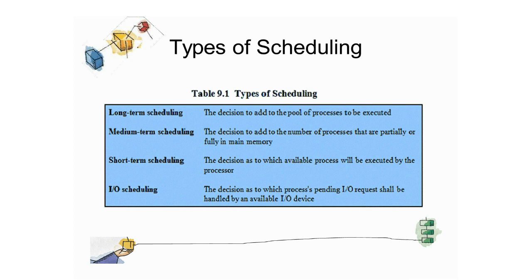Types of scheduling. There are four types of scheduling. The first, long-term scheduling. Second, medium-term scheduling. Third, short-term scheduling. And the last one is I/O scheduling. Here is the explanation of the types of scheduling.